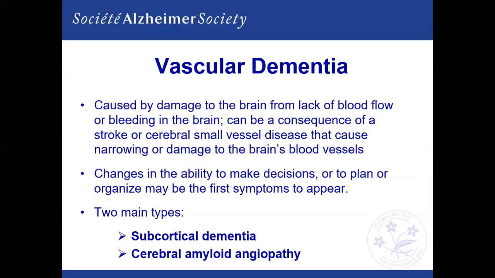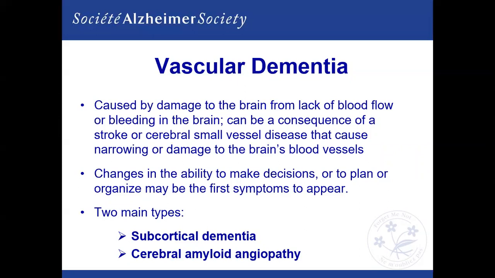When brain cells die from lack of blood flow or from bleeding, then we see stroke symptoms that can result from that. And so vascular dementia can be a result of a stroke or a series of strokes, but it can also be the result of a condition called cerebral small vessel disease. You probably are familiar with the older terminology that we used to refer to as hardening or narrowing of the arteries in the brain. And so that's what that cerebral small vessel disease does. It really can affect and cause long-term damage to the brain's blood vessels.